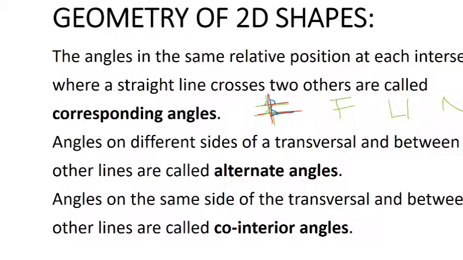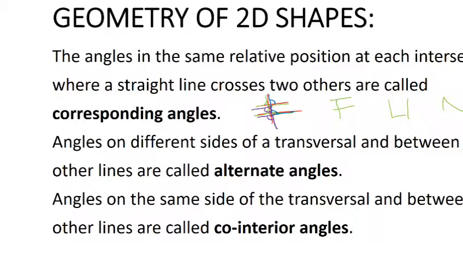Now I can do the same thing for something else. Here I'm using purple. There is another F right there. So that angle and that angle are corresponding as well. Within that, I already showed 8 angles, corresponding angles, and 4 types of corresponding angles.